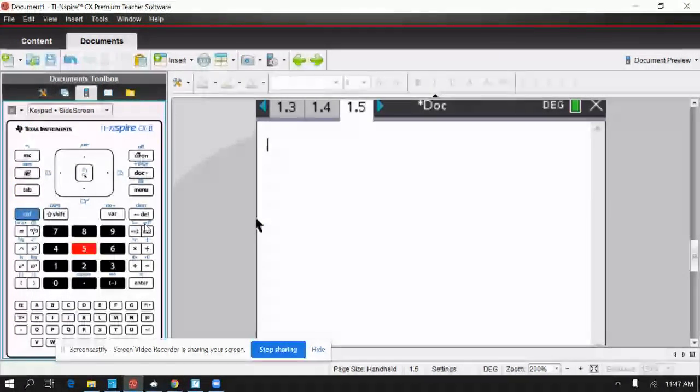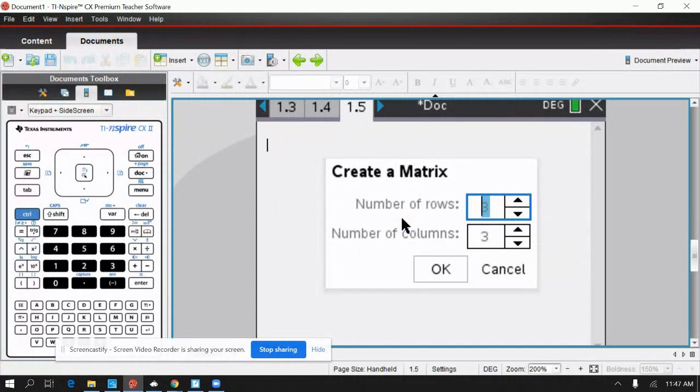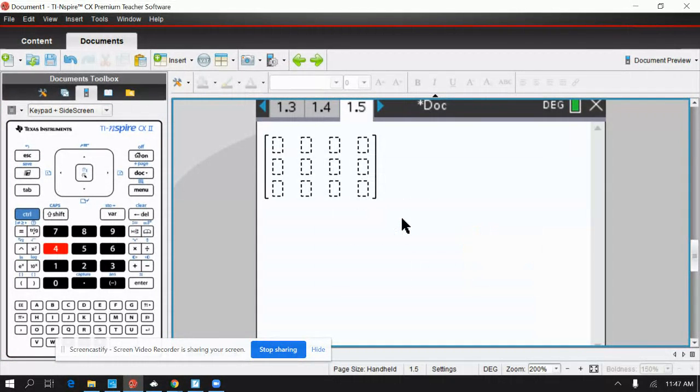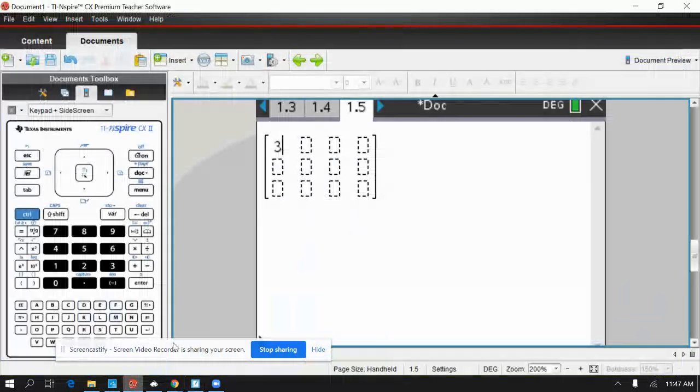Okay, so on our Inspire, we could go here to create a matrix, and this matrix had 3 rows and it had 4 columns. And remember I'm plugging in this matrix right here. So 3 tab 1 -1 0.